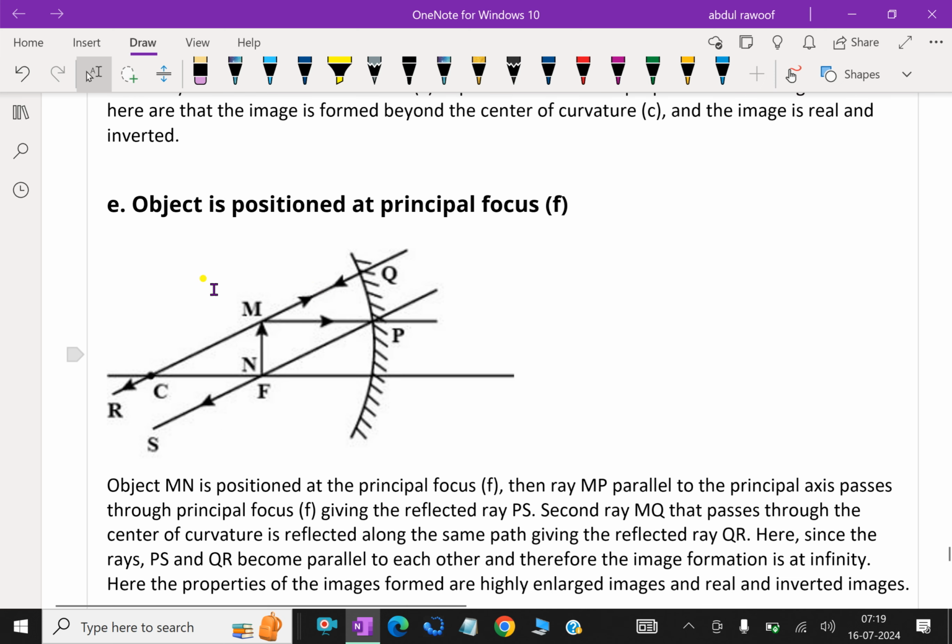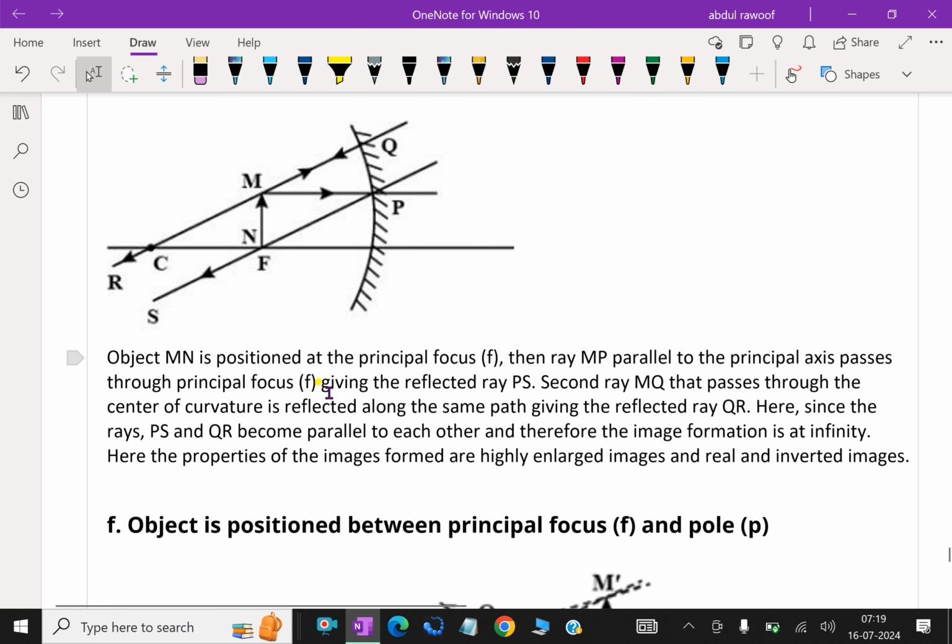Next, the object is positioned at the principal focus. What happens? The ray from M passes parallel to the principal axis and comes back through the focus point. Another ray passes through the center of curvature and returns back, so it is parallel. Two things are parallel here: RQ and SP are the parallel rays.